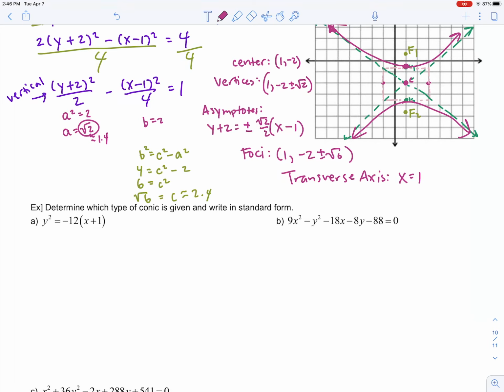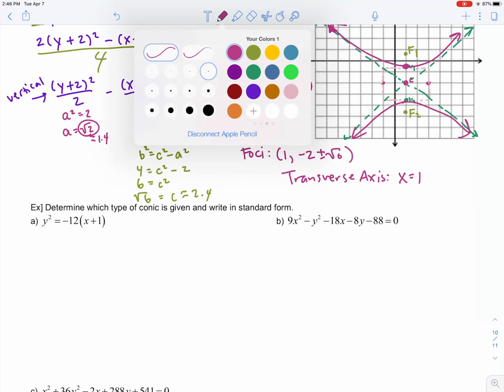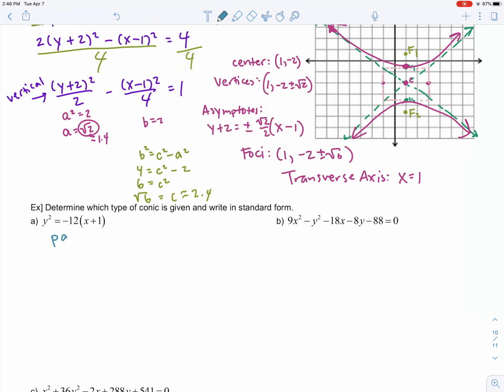Now that we have three conic sections, one important thing will be to know the difference between them. So hopefully you're seeing how the formulas are slightly different from each other. For this first one, we can tell right away it only has one square term, which means it must be a parabola. It is already in standard form.